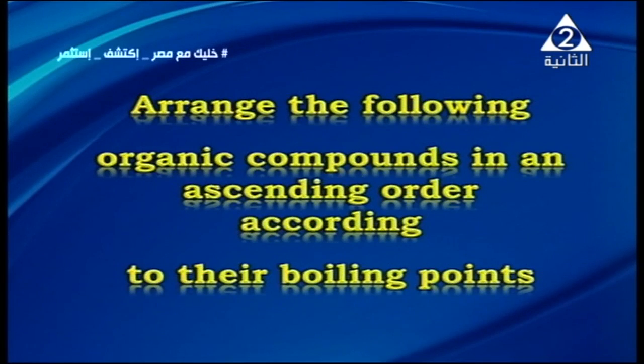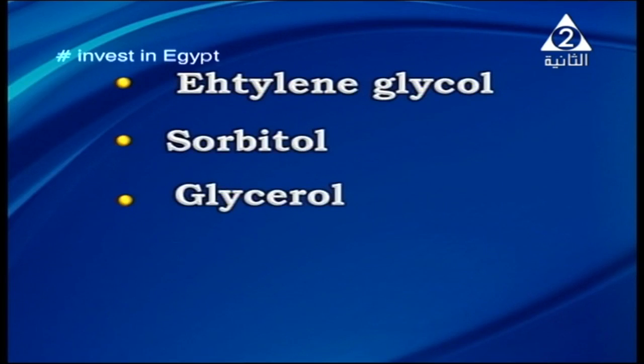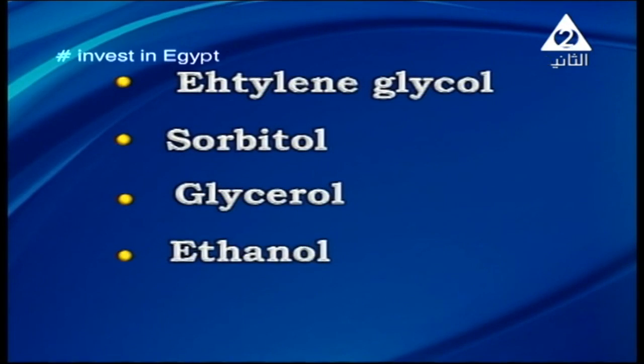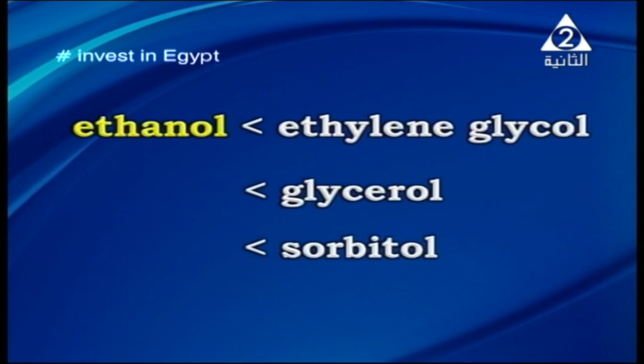Next type of question. Arrange the following organic compounds in ascending order according to their boiling point: ethylene glycol, sorbitol, glycerol, ethanol. If you arrange them, you will find ethanol is less than ethylene glycol, less than glycerol, less than sorbitol. As the number of hydroxyl groups increases, the boiling point increases, and also solubility in water increases.